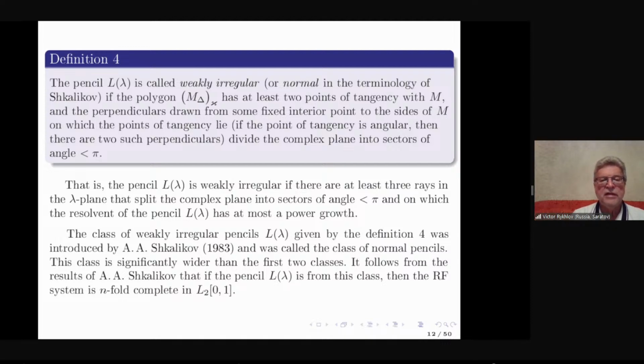The class of weakly irregular pencils L of lambda, given by the definition 4, was introduced by Shkalikov in 1983 and was called the class of normal pencils. This class is significantly wider than the first 2 classes. It follows from the results of Shkalikov that if the pencil L of lambda is from this class, then the root function system is n-fold complete in L2, 0, 1.